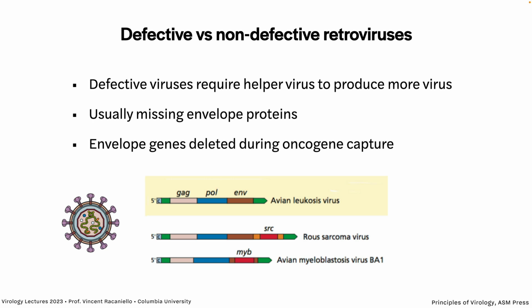So here we have Rous, which is not defective because Src was stuck on at the end of envelope just by chance, but Myb has integrated into envelope. So this virus, AMV BA1, will only reproduce in cells co-infected with ALV. But in a chicken, that can happen because they're infected with both ALV and the BA1 virus. So that's what I mean by defective retroviruses.